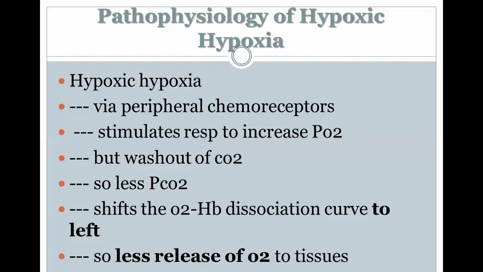باثوفيسيولوجي هيبوكسيا زي ما حكينا via peripheral chemoreceptors خلاص هيحصل stimulation respiration to increase the PO2, but wash out of CO2, so less CO2. هيعمل ايه؟ الاكسجين كيرف decrease will shift the curve to the left, so less release of oxygen to the tissue, so tissue hypoxemia occurs. It's physiology.